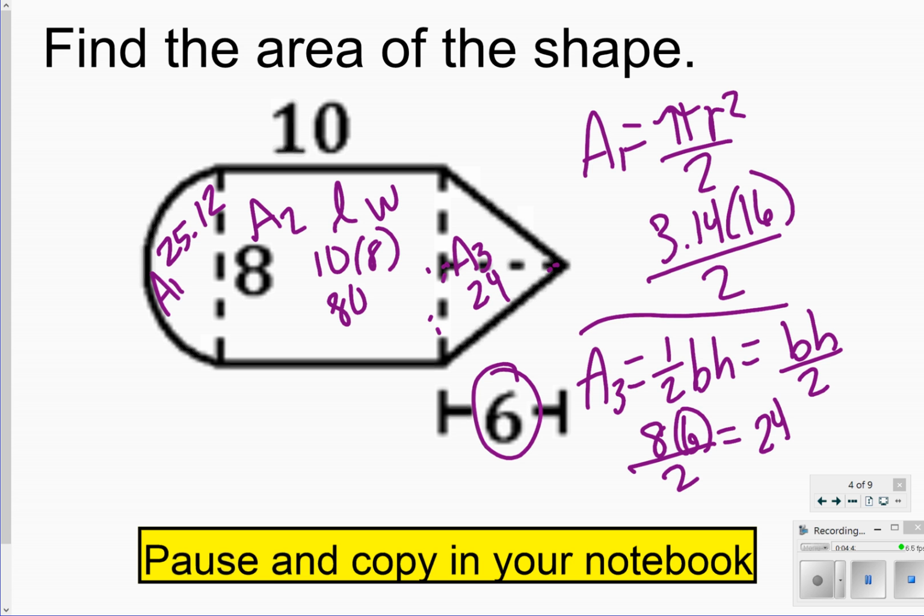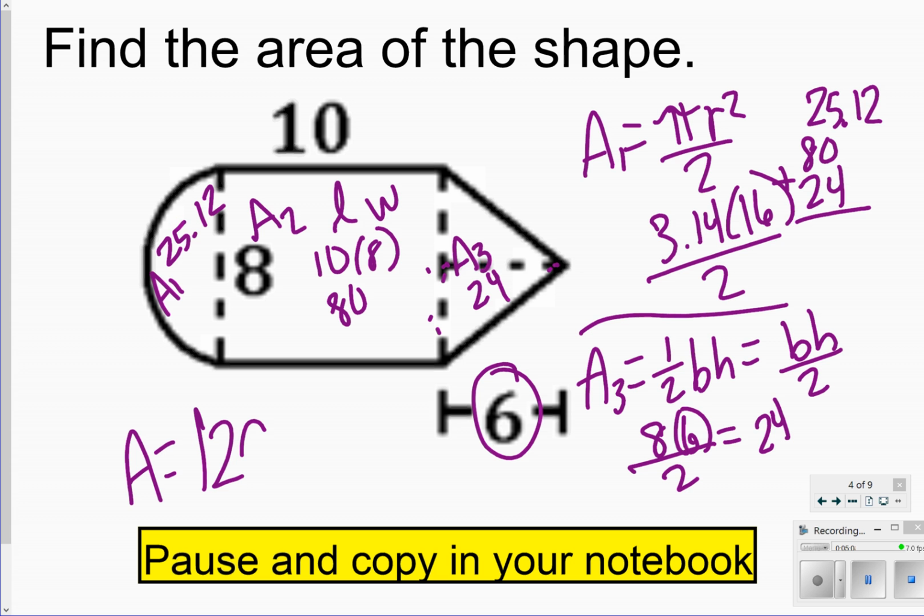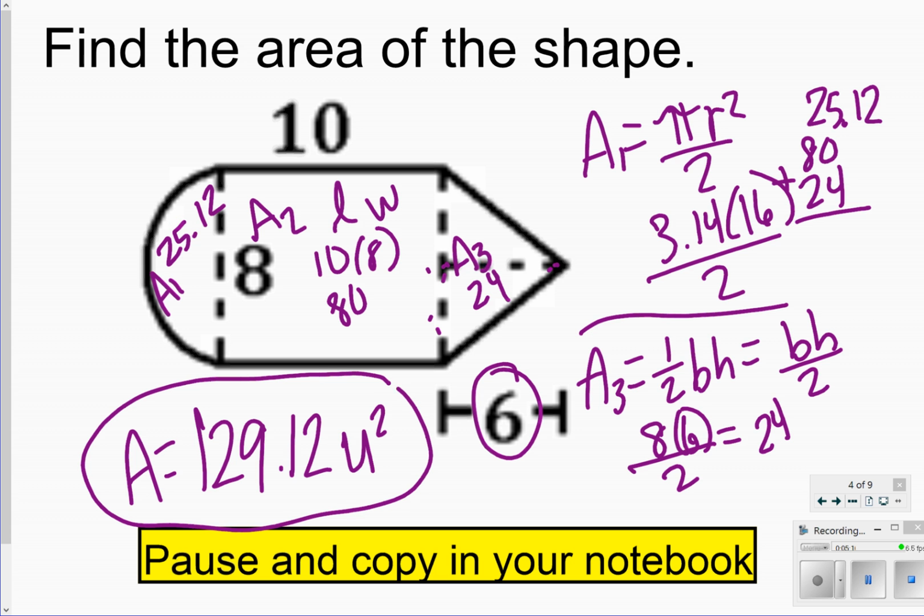Now we have to add all three together. So we have 25.12 plus 80 plus 24. We're going to add them all together. So the area of the whole composite figure is 129.12, and we don't know what the units were, so we're just going to say units squared. Very good. Make sure you have everything in your math notebook.